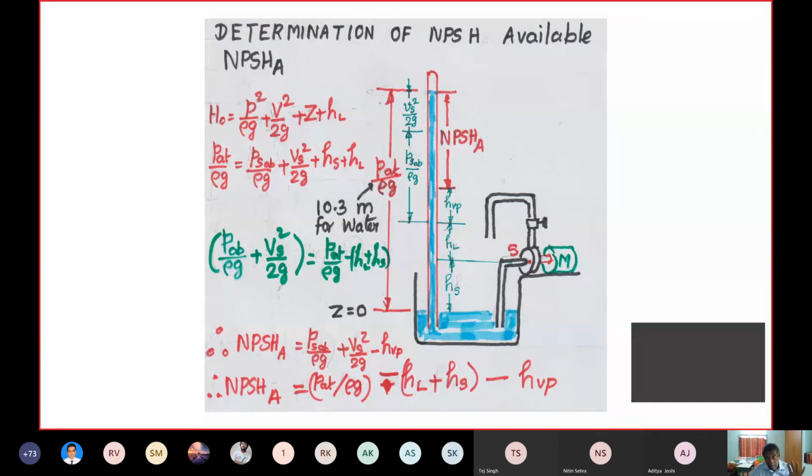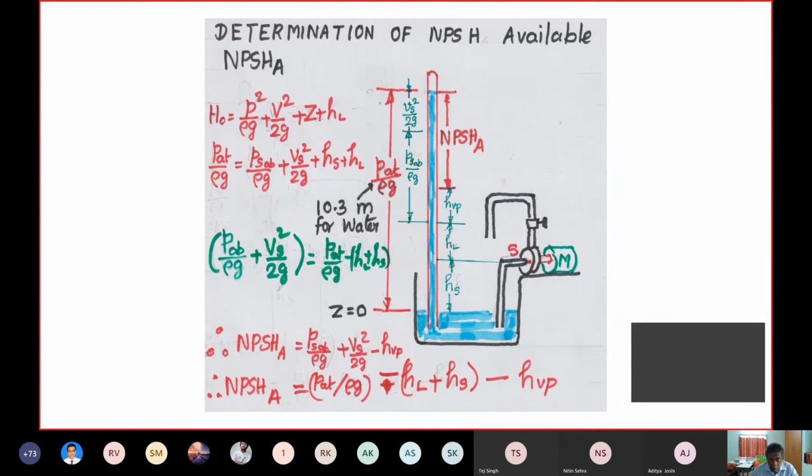That is, the total head available in the system will be this one, the Bernoulli constant. See, Bernoulli's equation: if you compare between 2 points, if there is H0 at the first point, at the second point you will have values like P2 by rho g plus V2 square by 2g plus Z2 plus the head loss between 1 and 2.